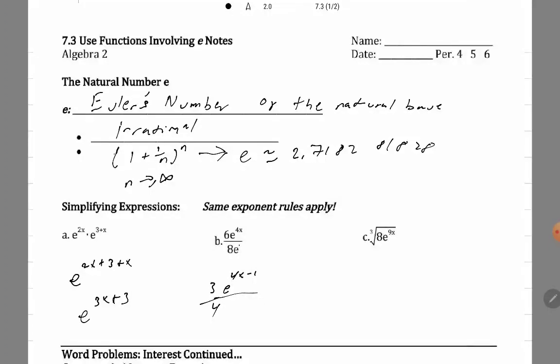Because this is e to the first down here. And then, once again, the exponent rules. So remember, this cube root is the same thing as 8e to the 9x, all to the 1/3. So 8 to the 1/3 is 2, the cube root of 8 is 2. And then 1/3 of 9x is e to the 3x.